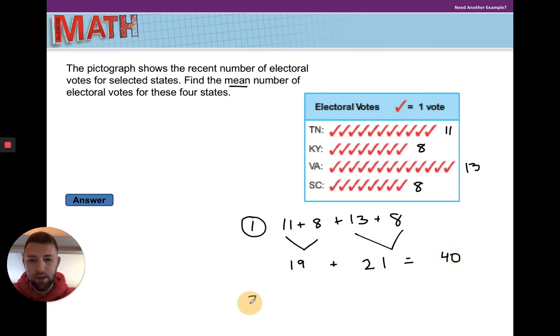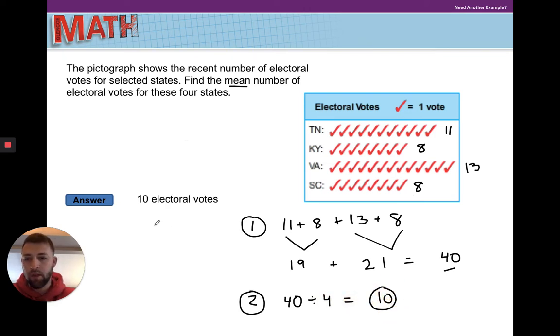Second step is to take my sum, my 40, and divide by how many numbers I have. Well, I have 1, 2, 3, 4 numbers. Just divide by 4. 40 divided by 4, you should get 10. And let's see if that's what we get. Yes, 10 electoral votes. Notice this is a word problem, so we do have units attached to our answer, 10.